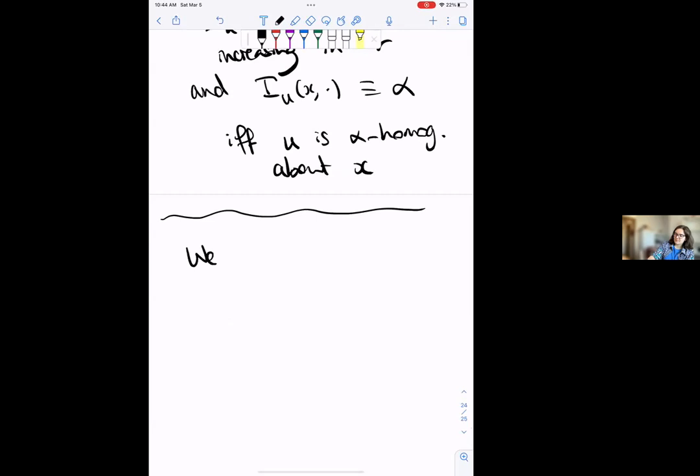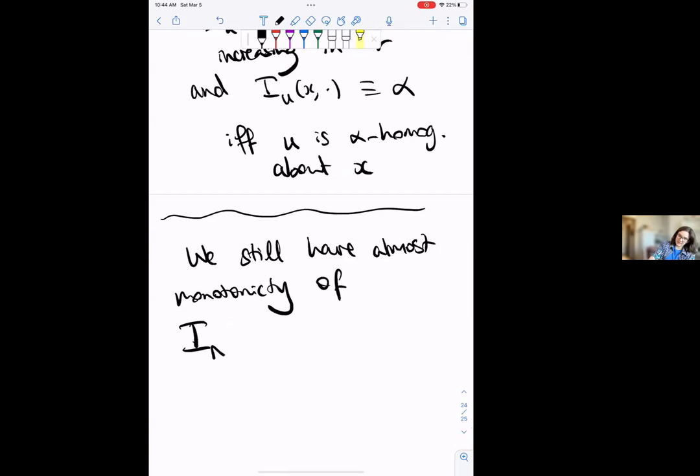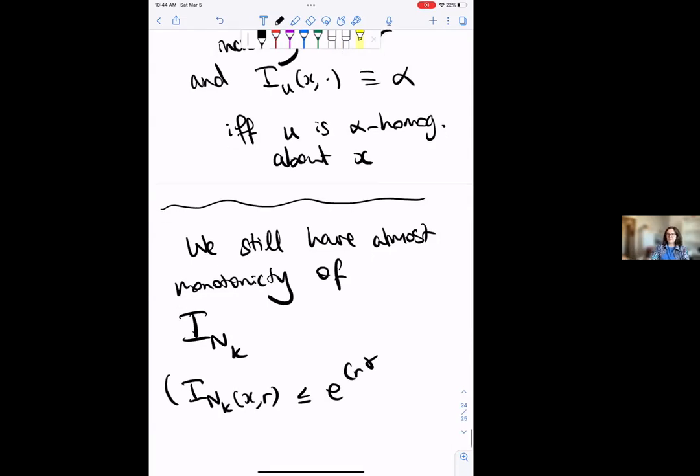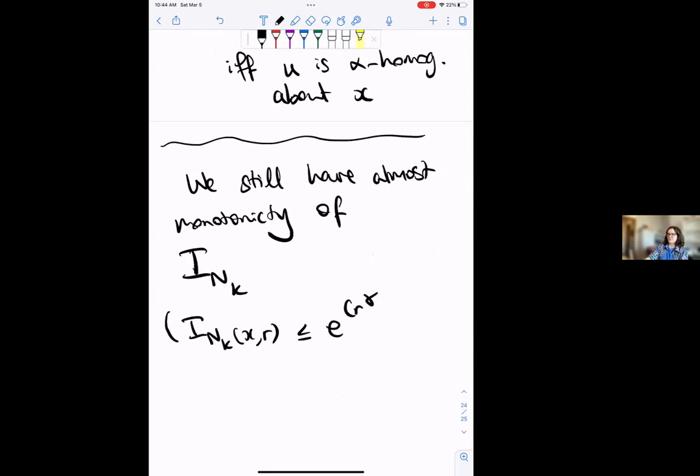But yeah, and this is what we need. So we still have almost monotonicity of the frequency for these N_K. So in the sense that K is less than or equal to some factor, in the same way as you have when you have an ambient Riemannian manifold. No, maybe here it should be capital R.